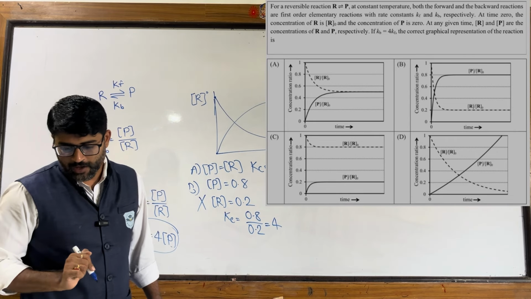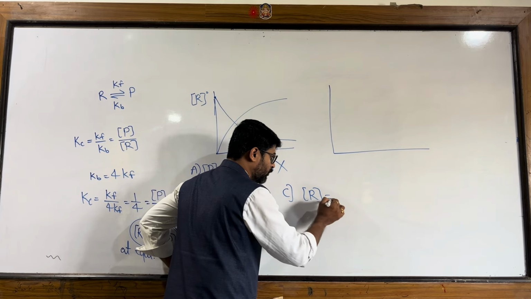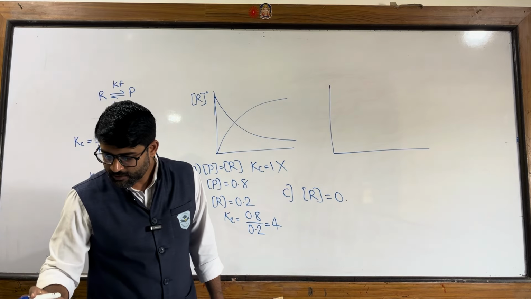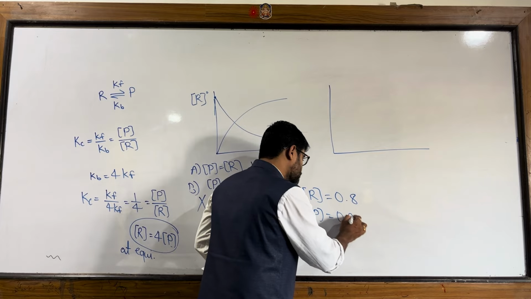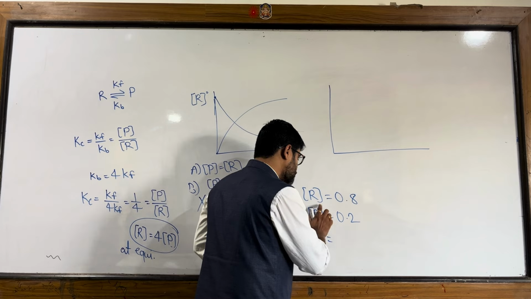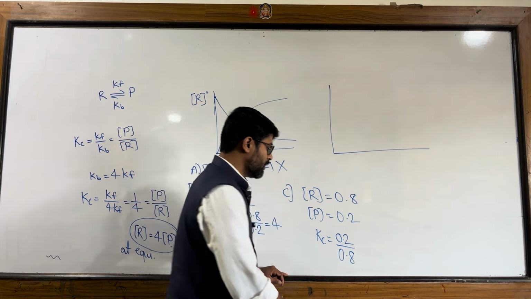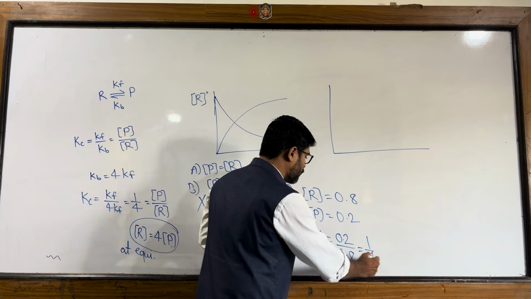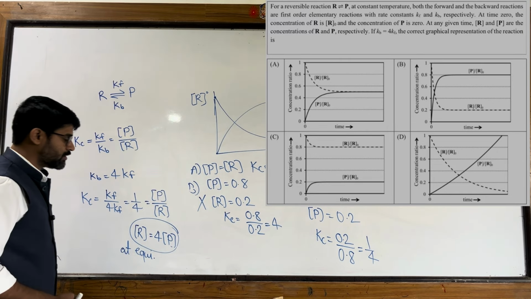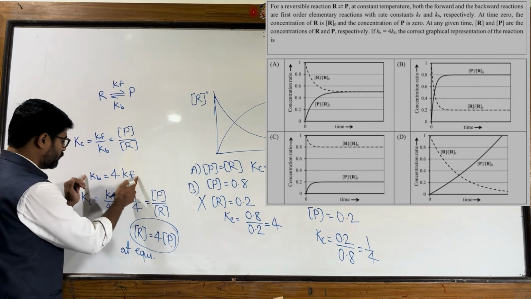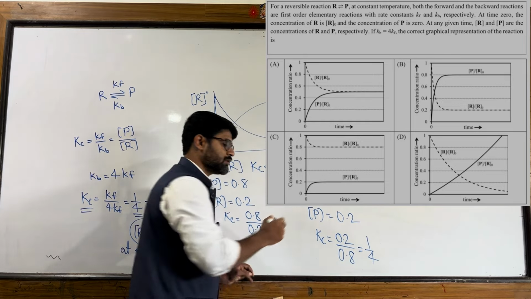And in option C, the final concentration of reactant at equilibrium is 0.8 and that of product is 0.2. So the value of Kc will be concentration of product 0.2 divided by concentration of reactant 0.8. So this value is coming out to be 1 by 4. So this option matches the value of Kc calculated from this ratio. We want Kc to be equal to 1 by 4. So the correct answer is option C.